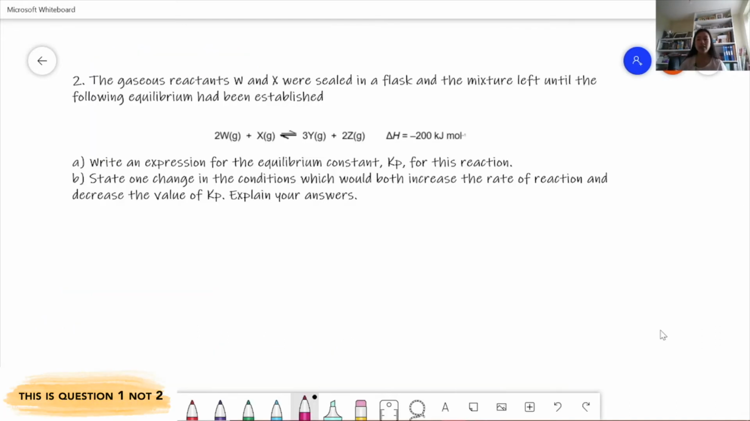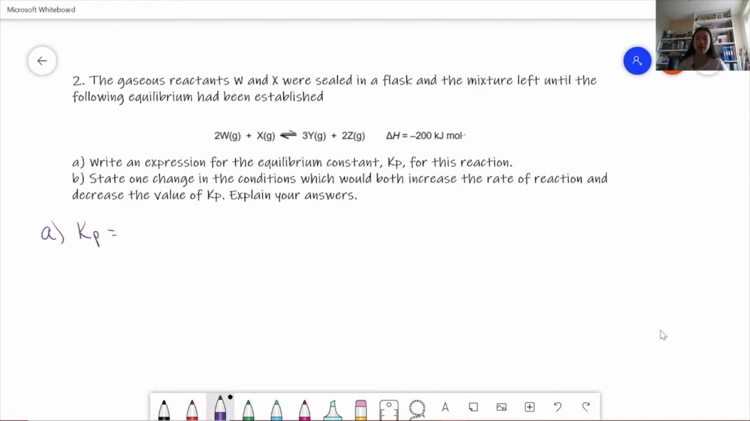So the gaseous reactants W and X were sealed in a flask and the mixture left until the following equilibrium had been established. For A, write an expression for the equilibrium constant Kp for this reaction. And so what we do is we know that Kp is the ratio of partial pressures of the products to the partial pressures of the reactants. So we have the products on the top and the reactants on the bottom.